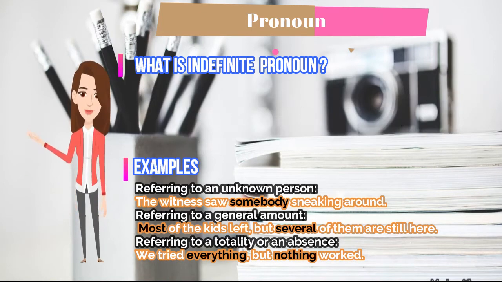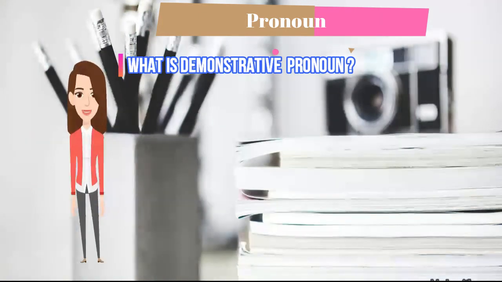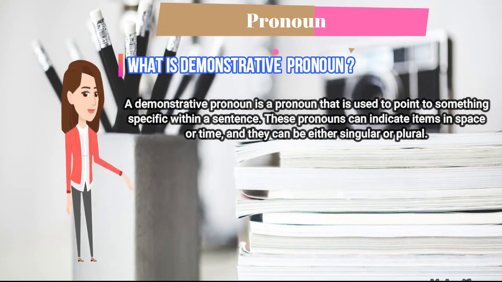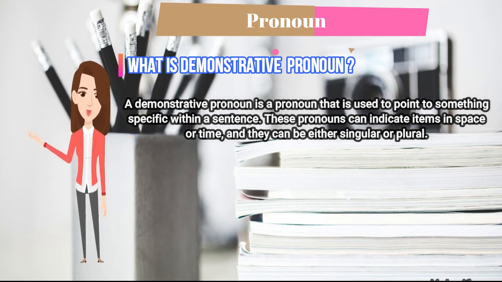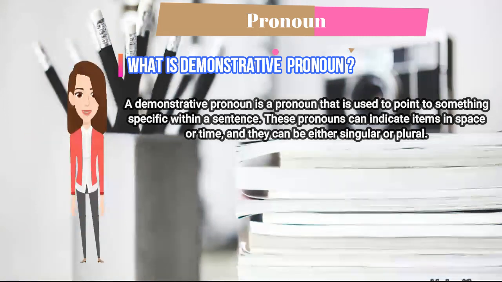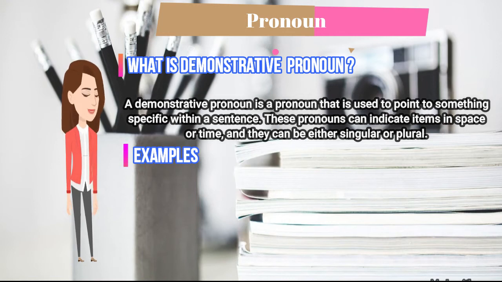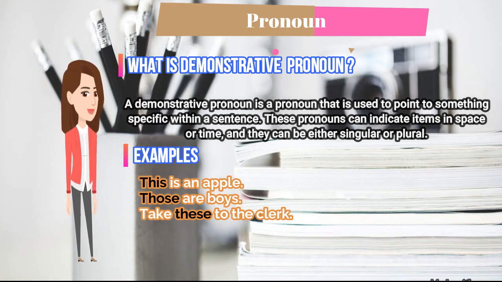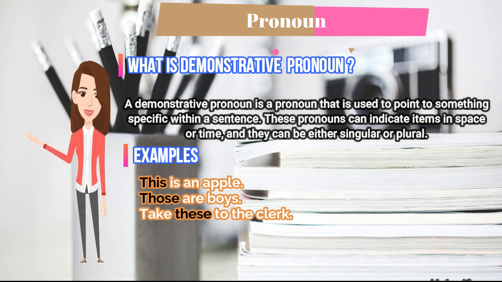Now let me explain. What is a demonstrative pronoun? A demonstrative pronoun is a pronoun that is used to point to something specific within a sentence. These pronouns can indicate items in space or time, and they can be either singular or plural. Let's look at how we use demonstrative pronouns in sentences. This is an apple. Those are boys. Take these to the clerk. In these sentences, this, those, and these are the examples of demonstrative pronouns.